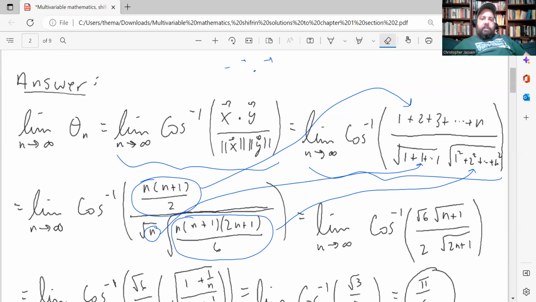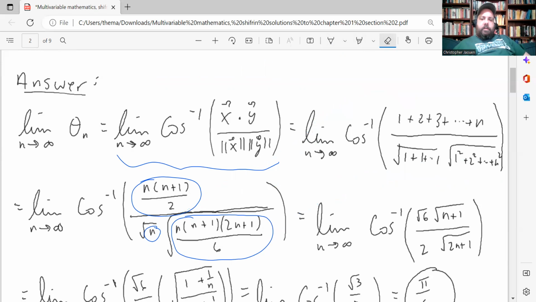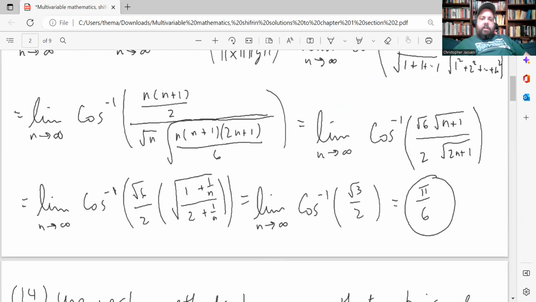Let me erase this so it's not so cluttered. When you simplify everything, you end up with this expression in here, and then I can take the limit. As n goes to infinity, this goes to 0 and this goes to 0. So you end up with square root of 6 over 2 times 1 over square root of 2 inside the arc cosine. When you reduce, you end up with inverse cosine of radical 3 over 2, and if you remember your trigonometry, that's equal to pi over 6.